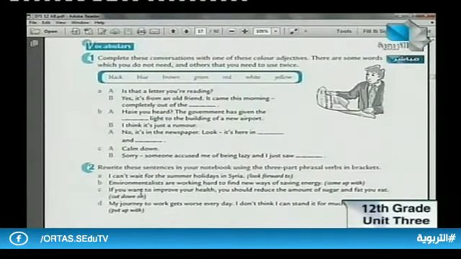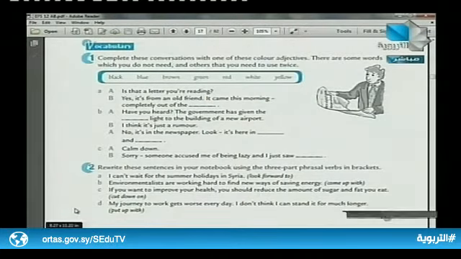Sure. If you want to improve your health, you should reduce the amount of sugar and fat you eat. Here I think we have the phrasal verb cut down on between brackets, and I think cut down on has the same meaning as reduce. Of course. So if you want to improve your health, you should cut down on the amount of sugar and fat you eat. Yes.